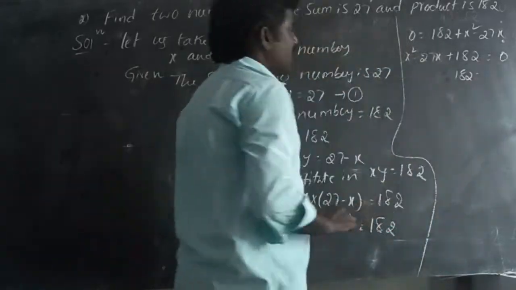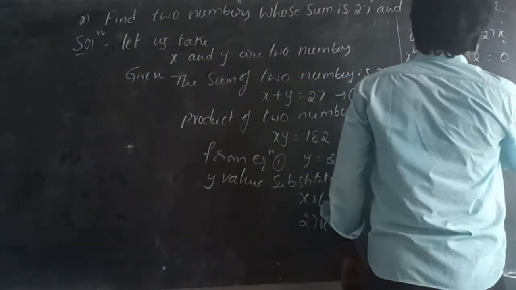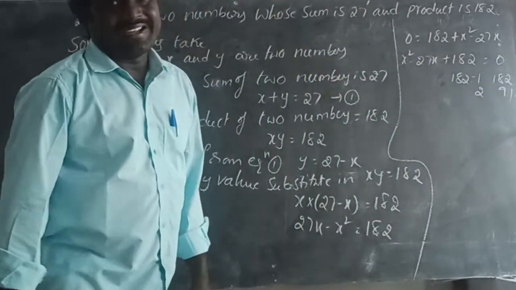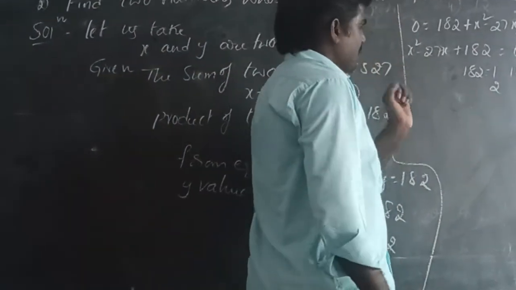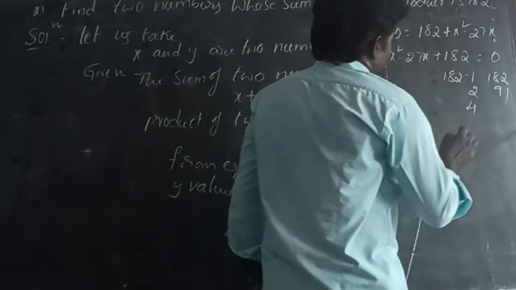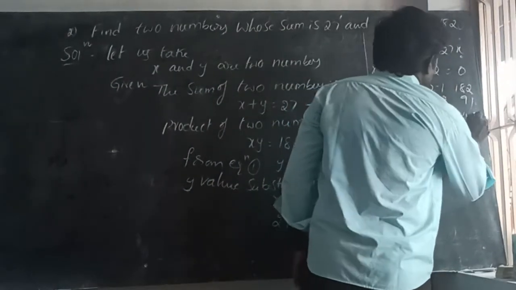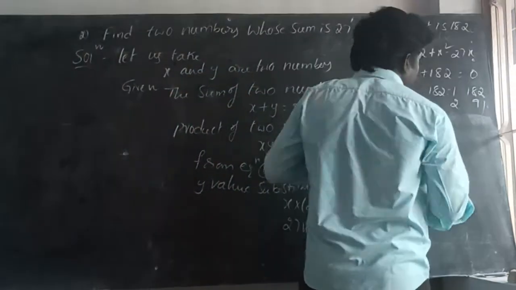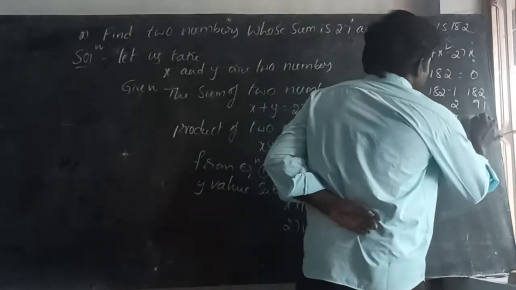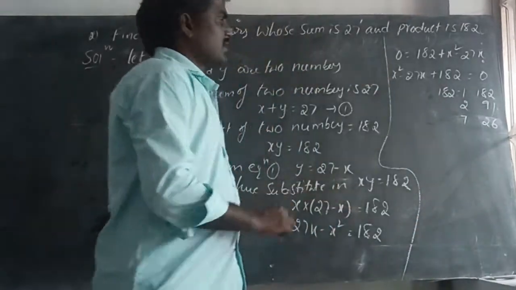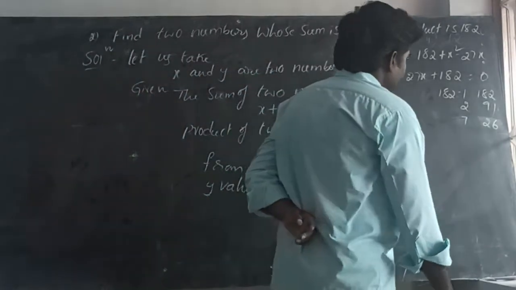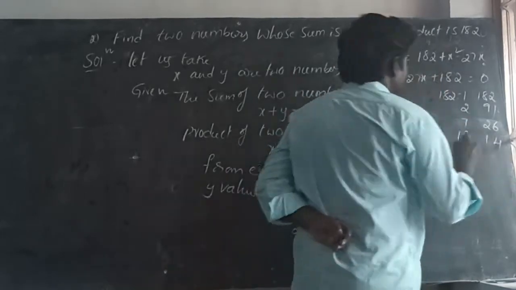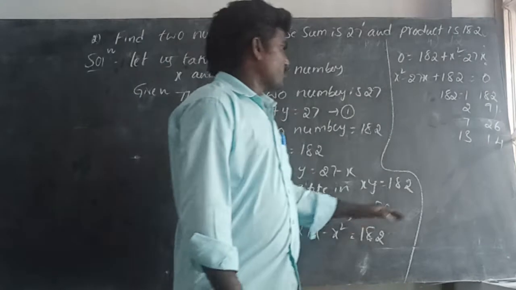So now, what are the factors of 182? 1 and 182, next 2 and 91. It is not divisible by 3. Next 4, not divisible. Then 7: 7 twos are 14, 7 into 26 is 182. Next 13: 13 into 14. So these are the factors.